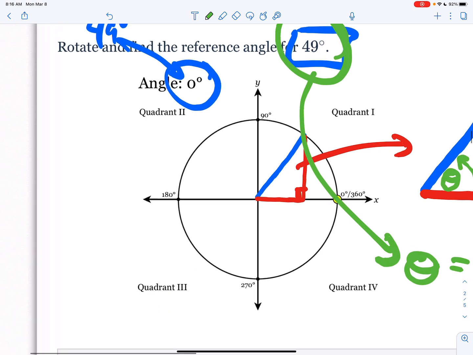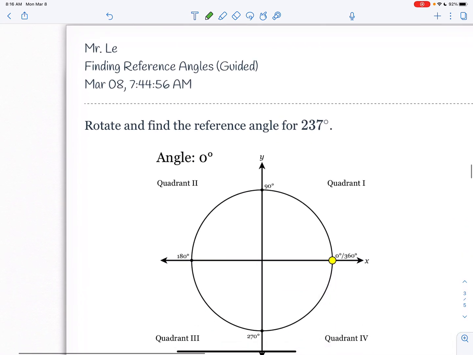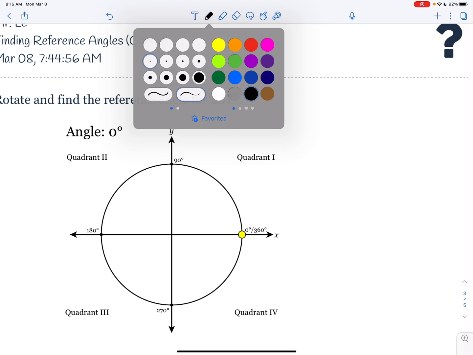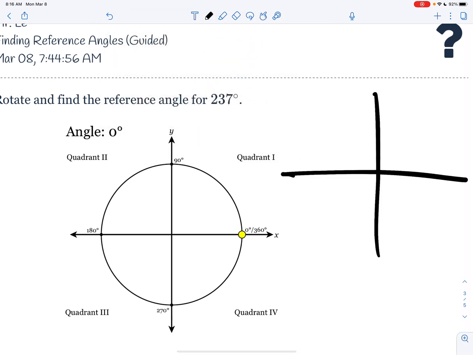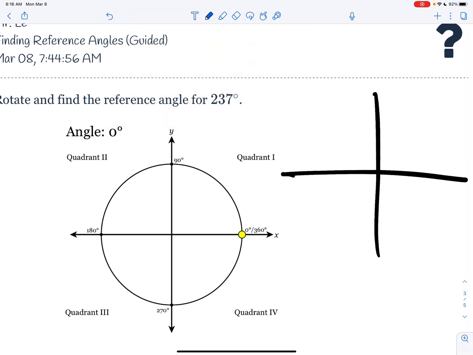Okay, so let's try another one. Here's 237. Think about where you'll be. So if you're doing this by hand, what I would first do is I would first draw an X and Y axis. And then think about where 237 is. Press play whenever you're ready. 237 is definitely somewhere in quadrant 3. So I know that I'm going to have a terminal side in quadrant 3.